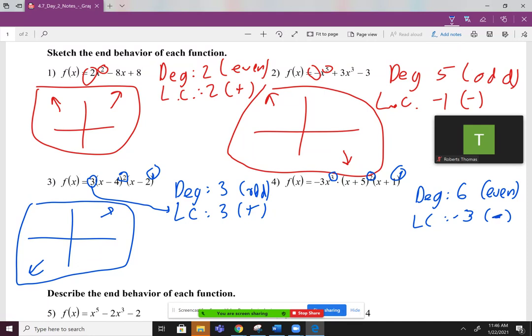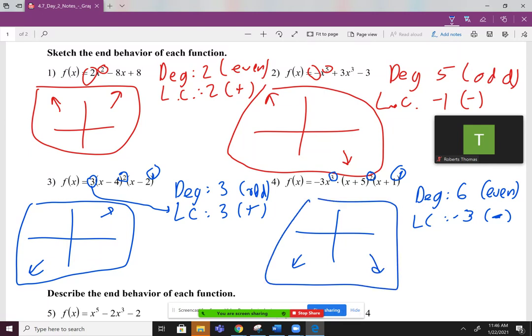So the even negative is the last one we haven't done yet. So that's down to the left and down to the right. So now you have all 4 there on this page if we need it later, which we will.